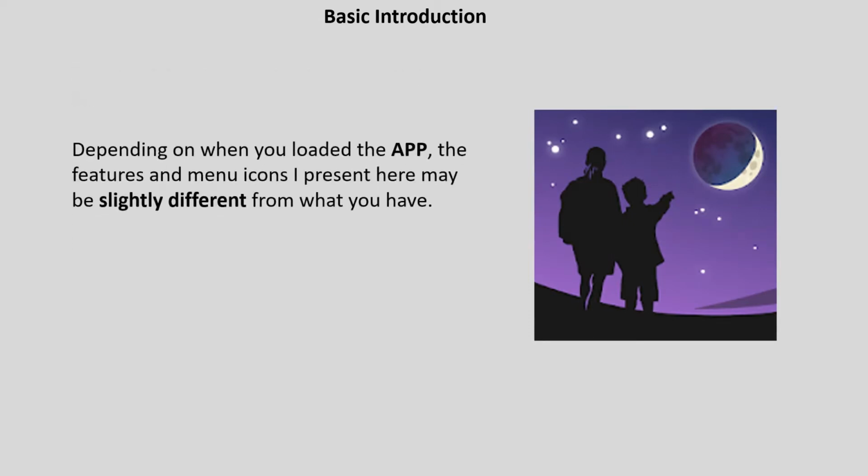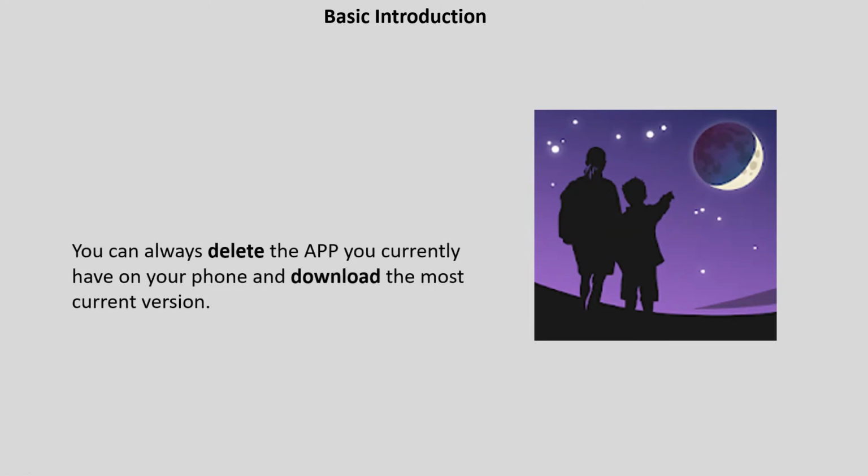We're going to use an app. The app is called Sky Safari. If you've already got this app on your phone, you may find that the menus, the menu icons, and some of the features that I'm highlighting here will be slightly different because maybe you have an older version. What you can always do is simply delete the app and then download the most current one, and you'll be in business. I'm kind of assuming that most of you are familiar with how to get apps for your phone.